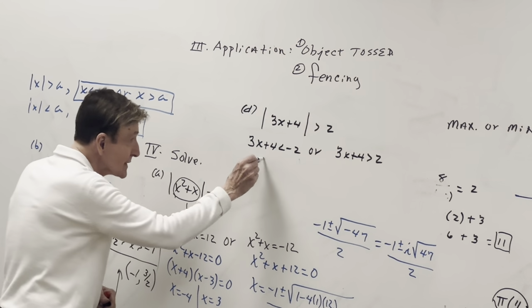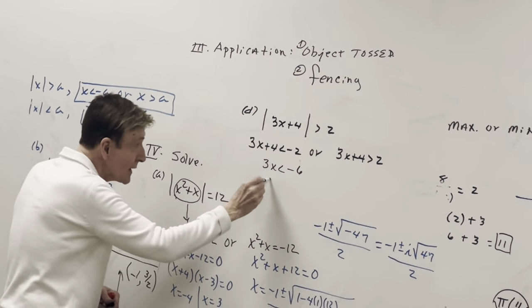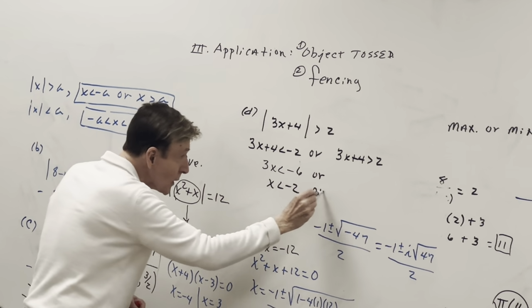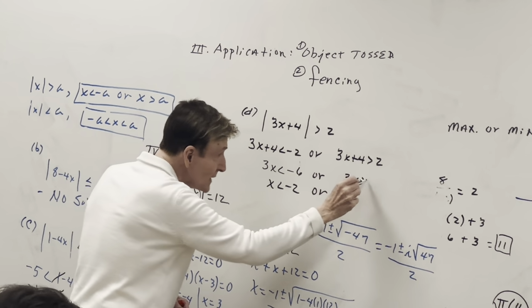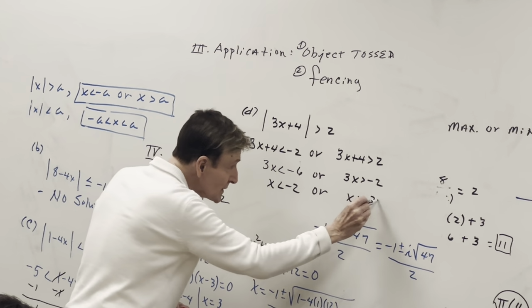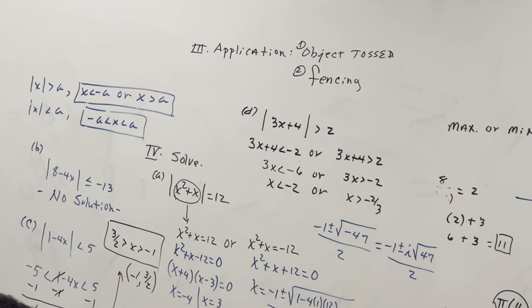This is 3x is less than negative 6. And then x is less than negative 2. The next one, when I solve it, 3x is greater than negative 2, and x is greater than negative 2/3. Now, I will ask you to put it in interval notation. Go ahead and solve it. You get lots of partial credit. I'll say, please place this answer in interval notation.